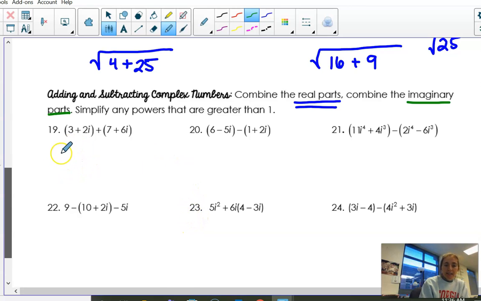For number 19, we're just combining like terms. Everything's addition. There's nothing to simplify inside the parentheses. So the real parts are like terms. 7 and 3 make 10. 2i and 6i, the imaginary parts are like terms. So this is 8i.